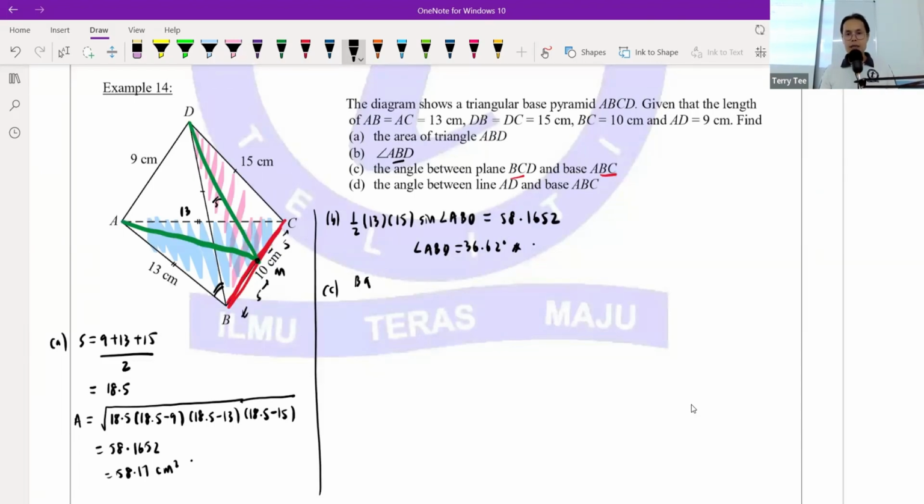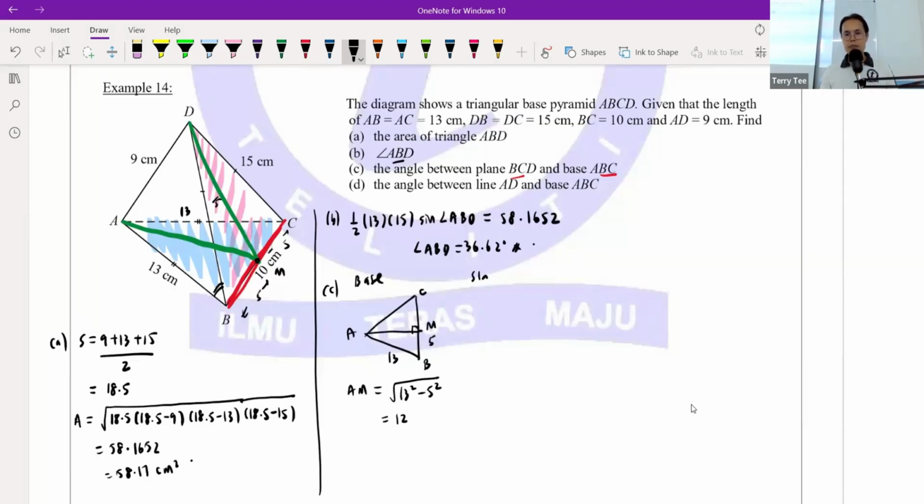So we have a base of ABC. It looks like this. This is your base A, B, C, sliced into 2. This is your M. This is 5. This is 13. So what is your AM? AM is the square root of 13 square minus 5 square, which gives us 12.